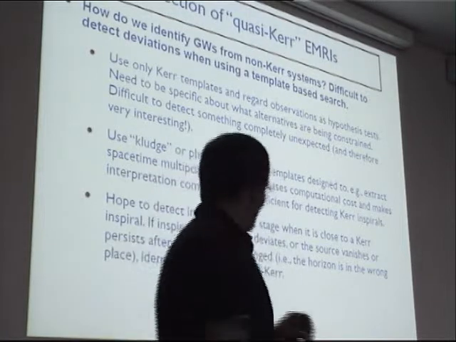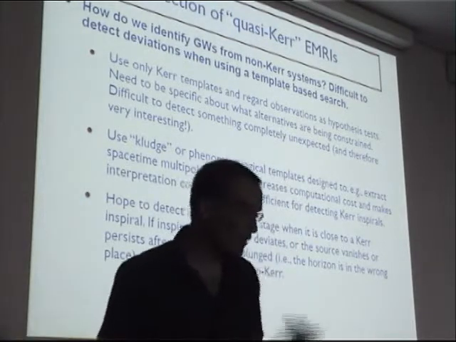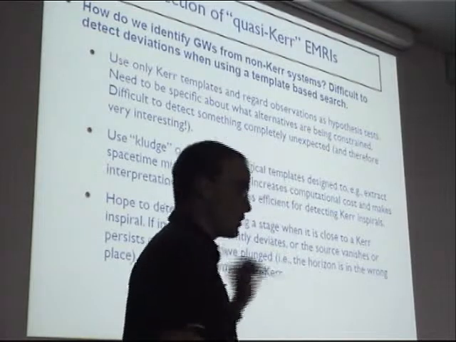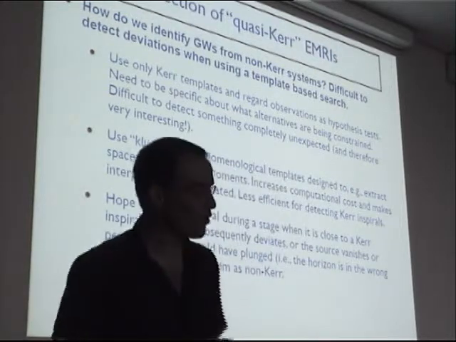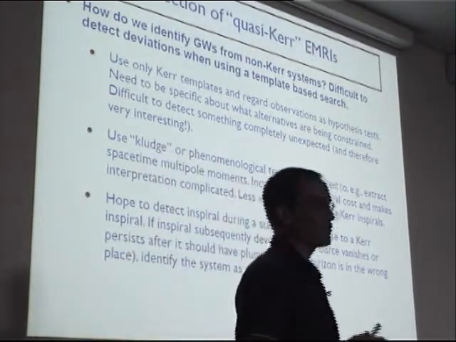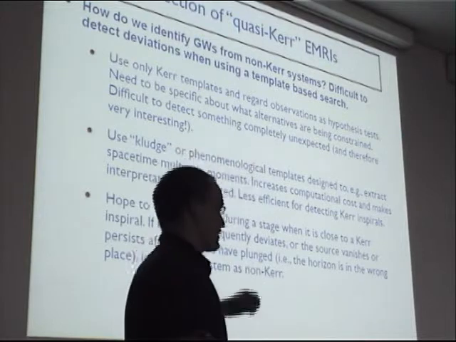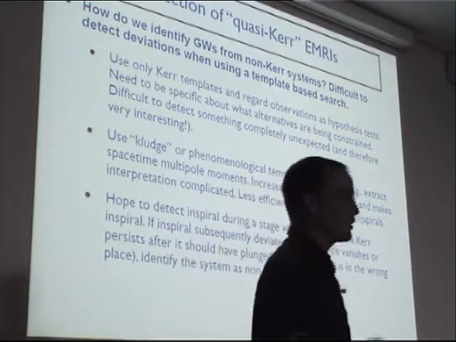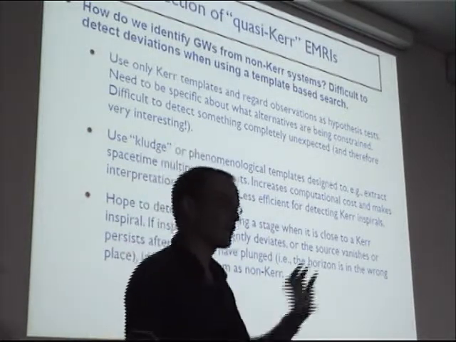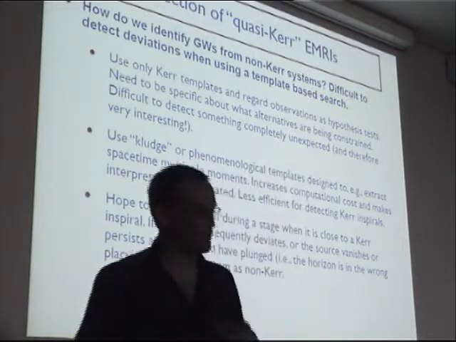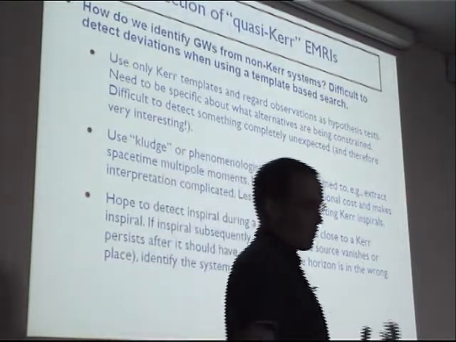Another approach would be to do something entirely kludgy or phenomenological, designed for instance, like Ryan's approach, to extract specific multipole moments. To do this probably increases the computational cost. It also makes interpretation complicated. And the other main problem is that if you're trying to generate something that will detect an inspiral into a spacetime with arbitrary multipole moments, it reduces your efficiency for detecting what we're actually expecting to see, which are inspirals into Kerr, because Kerr has to be described by an infinite number of multipole moments. Now, that's not to say we couldn't use a combination of these two: have a Kerr search, which we expect to see standard Kerr inspirals, and something more phenomenological, which is looking for bumpy spacetimes.